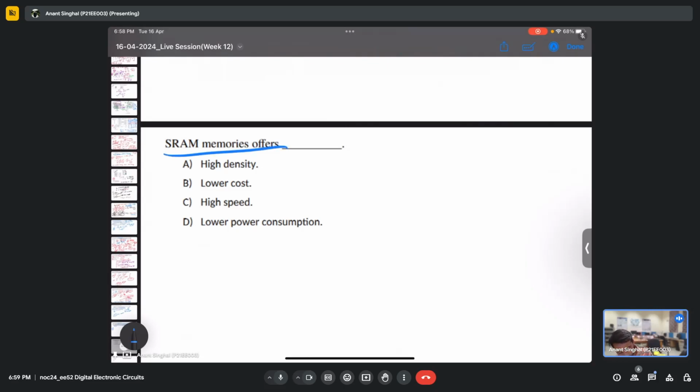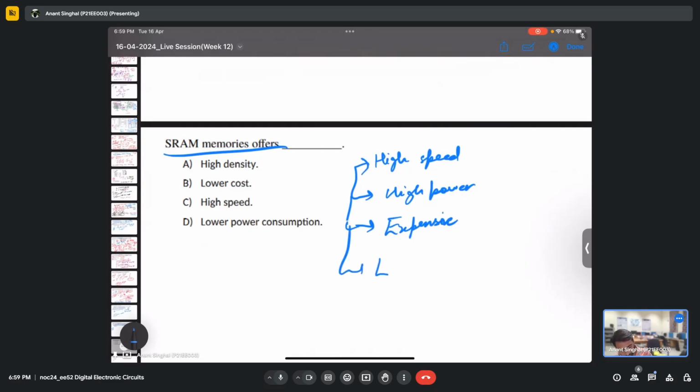Okay, so we have again a theoretical part. First of all, SRAM offers very high speed, but it has high power consumption. Since it is static, there will be static power consumption, which is more compared to DRAM, and it is expensive because of the larger number of transistors required. And then we have lesser density than DRAM. So the question says high density, this is wrong. Lower cost, this is also wrong because it is expensive. High speed, it is correct. Lower power consumption is also wrong. So option C is the correct answer.